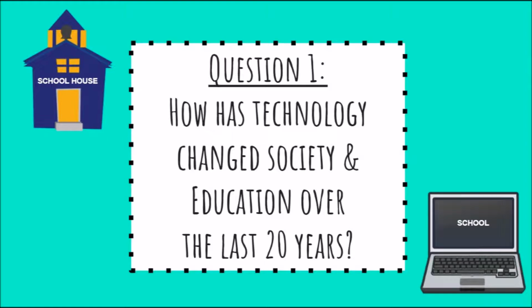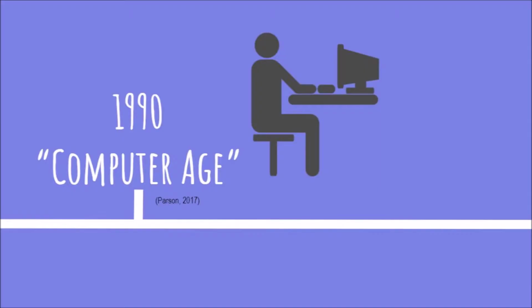This is a three-part question and answer segment, starting off with question 1. How has technology changed society and education over the last 20 years? We're going to recap the last 20 years by going through a digital timeline. The timeline starts at 1990, which is a little bit prior to 20 years ago.